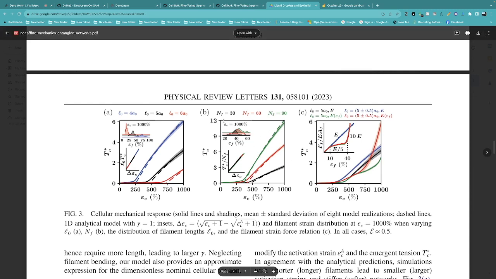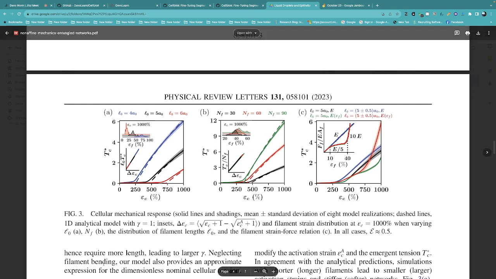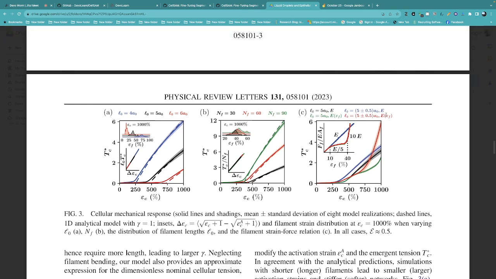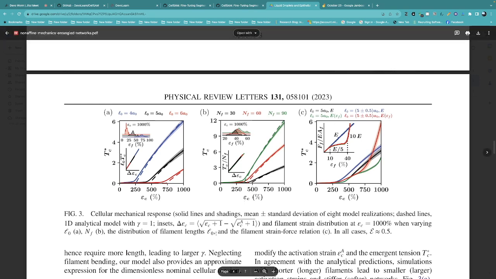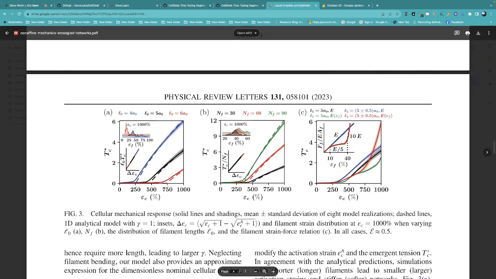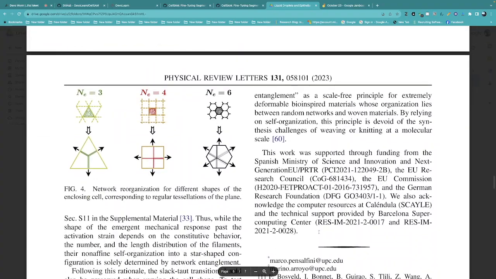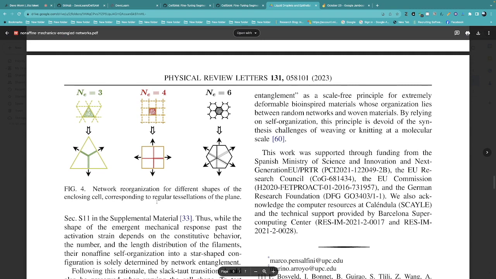So you see that for N sub F, which is, I guess, the filament strain force relation. And then for this number here, LO, which is the distribution of filament lengths. So where they want to look at the distribution of the filament lengths because they're not all the same length, and then the strain force relation. So that's that graph. And then this shows network reorganization for different shapes of the enclosing cell.